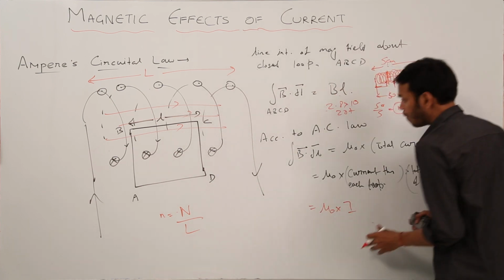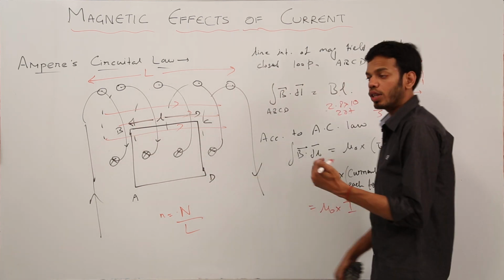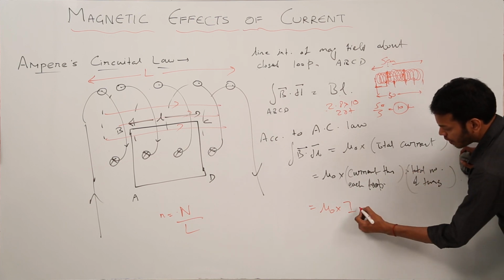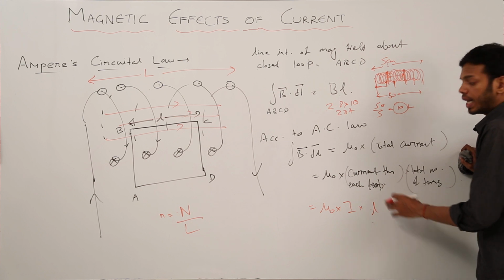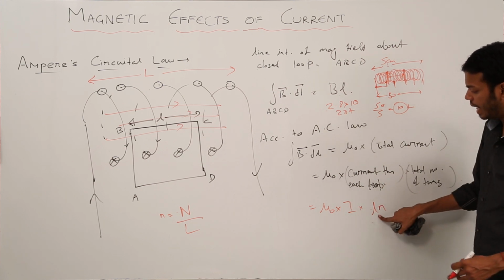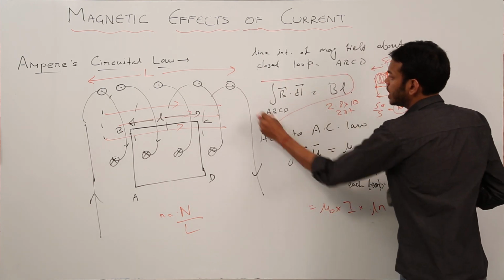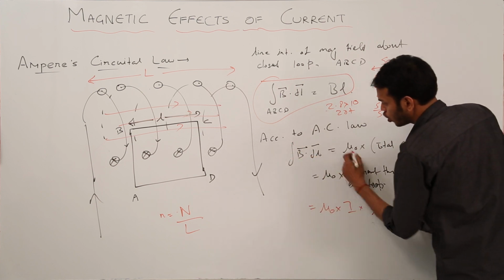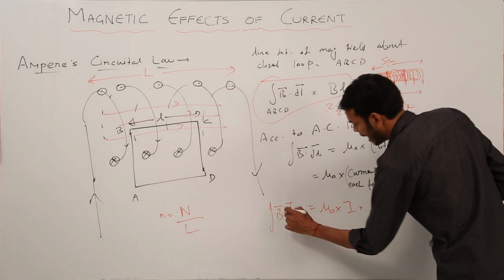Similarly, I have to find the total number of turns falling in this length small l. So the total number of turns is L into small n, the total number of turns per unit length into this length L. So this was one of our results, and this is our other result according to Ampere's circuital law, and both are from the same derived fact.